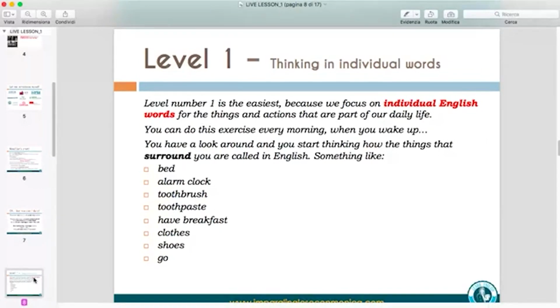For example, you are on the bed, so you start thinking that letto in English is said bed. Then you look at the alarm clock. Then you go to the bathroom, and before brushing your teeth, you have to take the toothbrush and the toothpaste. Then you have breakfast. Then you get dressed, so you take your clothes and your shoes, and then you go to work. So the exercise is wake up in the morning, have a look around your bedroom, and start thinking how we call the different objects that are located in our bedroom in English.